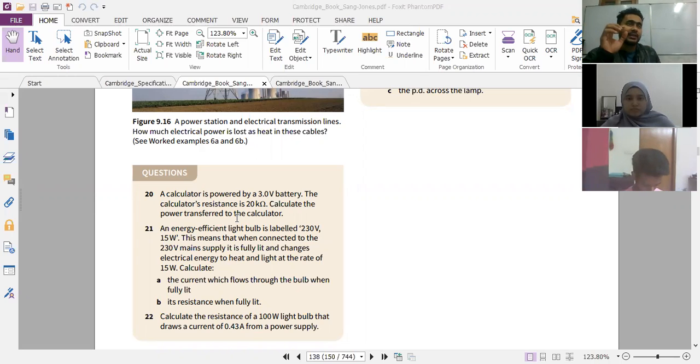Yes, অর্থাৎ power equals to what? Energy divided by time, right? অর্থাৎ per second এ কতটুকু এনার্জি এখানে used up হচ্ছে। It can be loss because you don't want it. It can be useful because you want it.